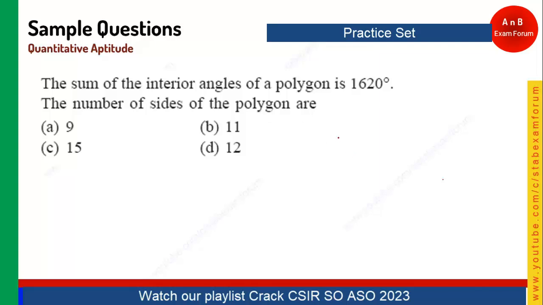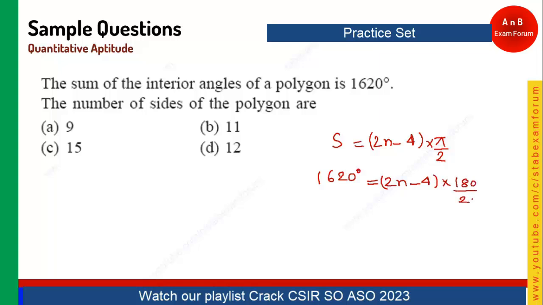Formula says the sum of interior angle S is equal to 2n minus 4 into pi by 2. This is the formula. So just substitute the value. Sum of angle is 1620 equal to, and you need to find out 2n minus 4. What is pi? Pi is 180, so pi by 2 is 90 degree, correct? So this 90 comes in the down.